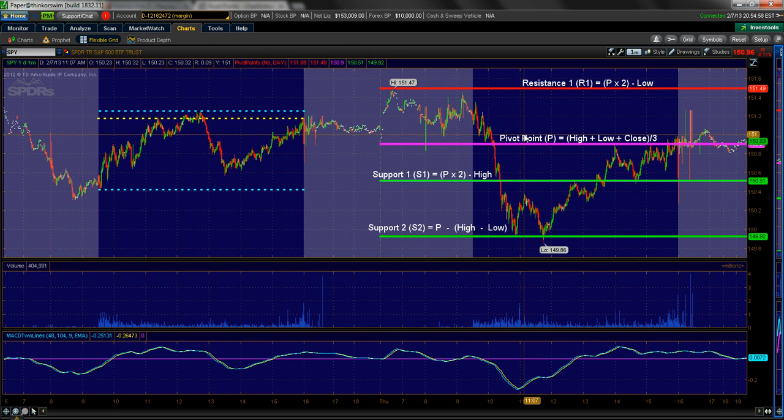Now it's kind of the inverse for resistance levels, which you see up here with the red line. Resistance 1 is going to be P times 2 minus the low, and though you can't see it, it is up here. Resistance 2 would be P plus high minus the low of yesterday.